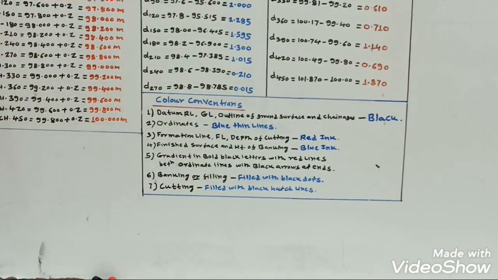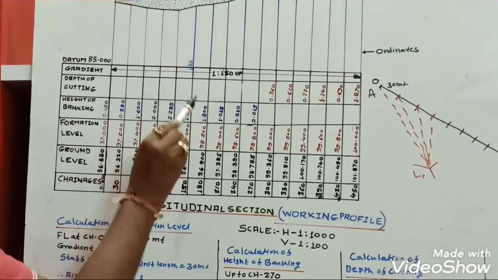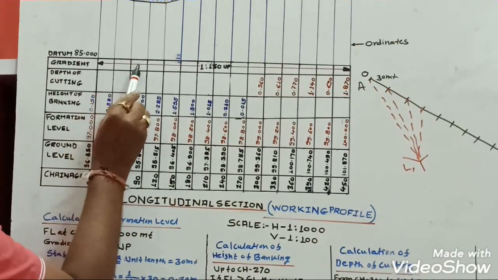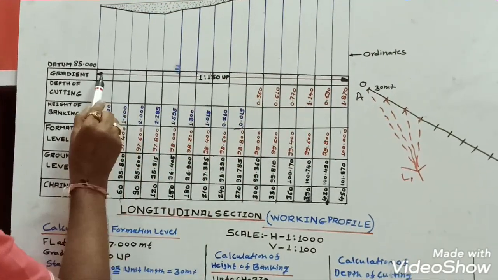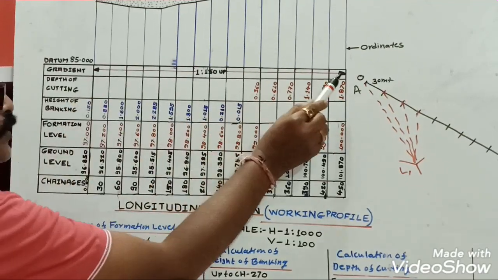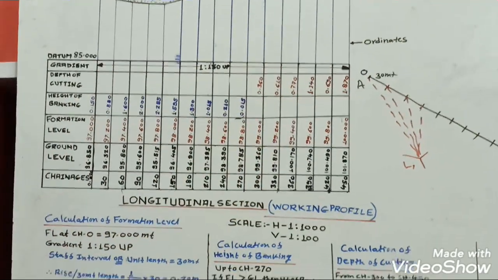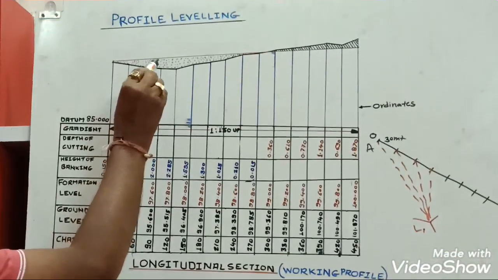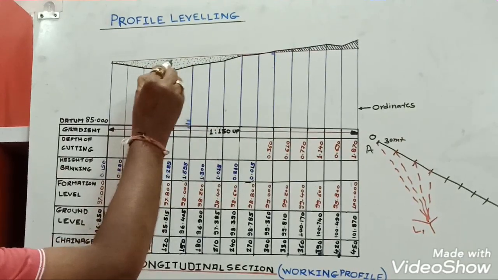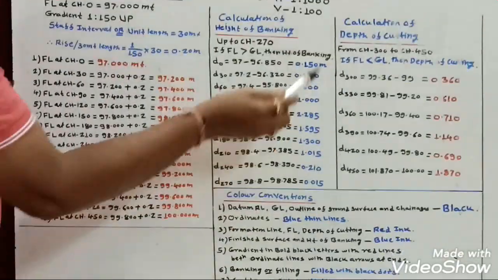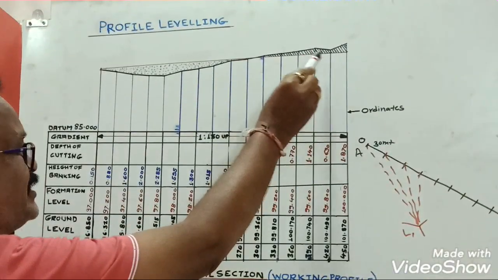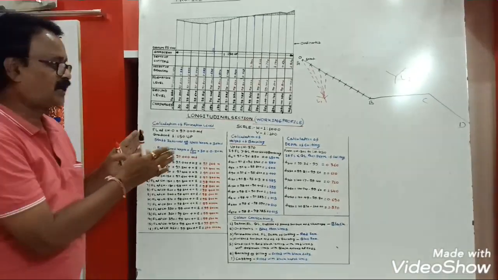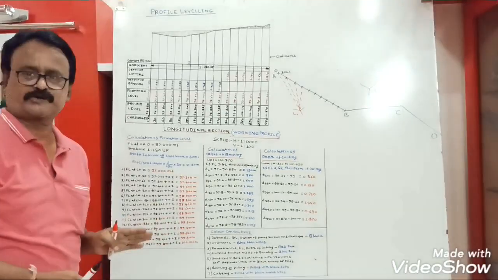Then this gradient is shown in black in bold letters, and it is marked with the red line against the ordinate with the bold arrows in black. Then the banking or filling is filled with the black dots. It represents the banking or filling. And if these black section lines, hatching lines are there, it represents the cutting. In this way, these color conventions are used.